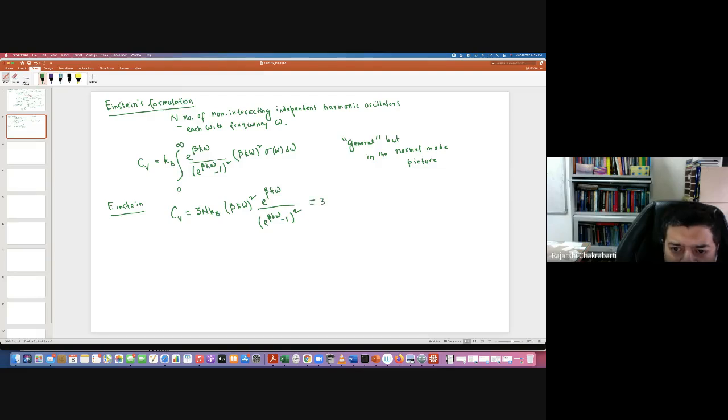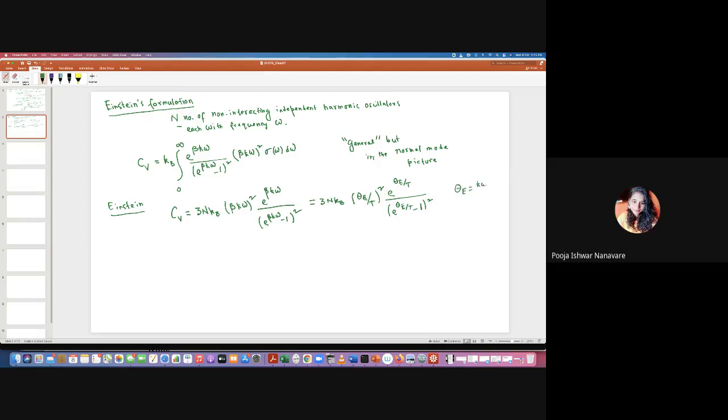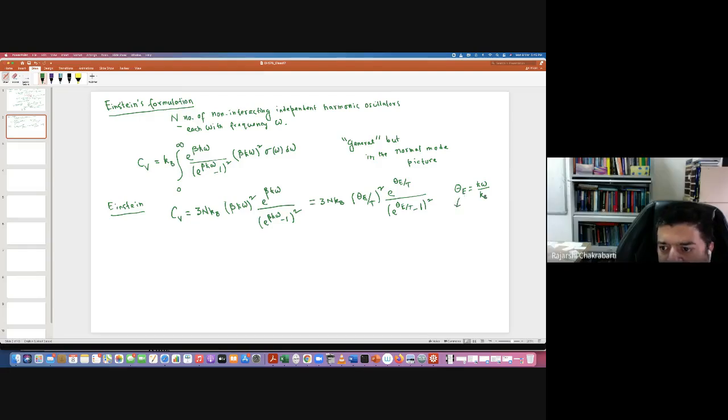Now this one I can write in a slightly different way, because since I'm doing it as a model, I'm calling it Einstein's model. So I can write beta h cross omega as theta E divided by T, whole square, exponential of theta E divided by T, divided by the same. What is theta E? It is h cross omega by kB. Since I put E, you know what this is? This is called Einstein temperature, like Debye temperature. But all the harmonic oscillators have the same frequency. So this is the expression.